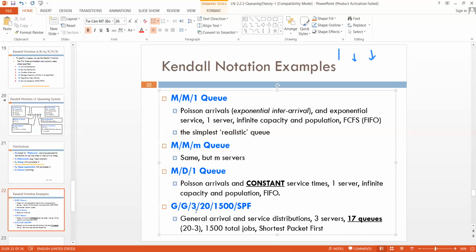One server, infinite capacity and population, FIFO. Then we can also have G/G/3/20. So general arrivals, we have general service times, we have 3 servers, we have 20 capacity. We are talking about 1,500 total jobs, and then the shortest packet first discipline.